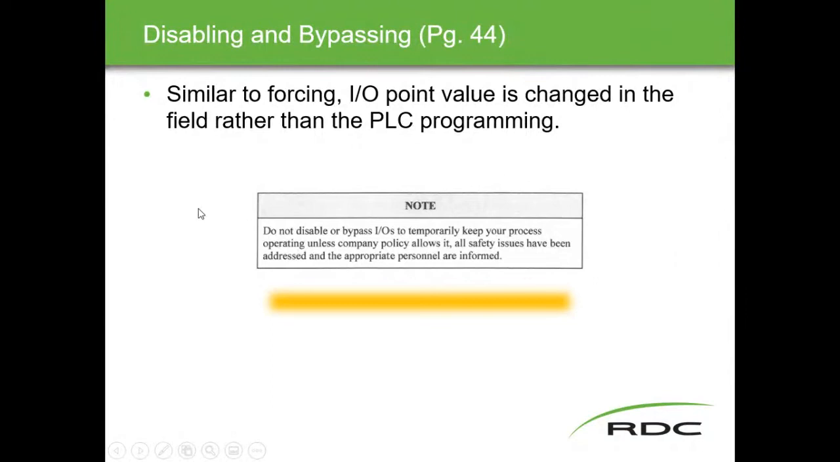Okay, same thing with disabling and bypassing, which are often used interchangeably with forcing. Forcing changes an IO point in the field, however, rather than PLC programming. So forcing or disabling is like you going out and taking the two wires on a level switch and jumpering them or something like that. We as instrument guys typically won't do that, hopefully, but operators have been known to do stuff like that. So disabling and bypassing, again, might get you through a short-term problem, but do not forget about it. There are better ways to do things. Forcing, as an example, would be a better way than going out in the field and disabling or bypassing a device.